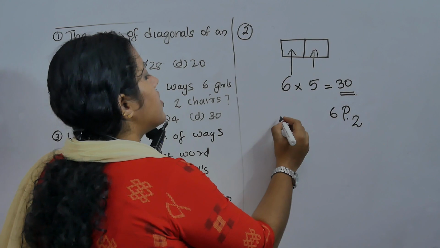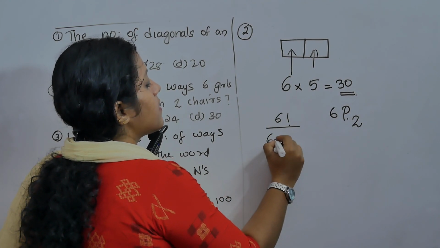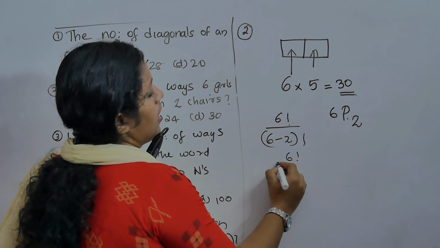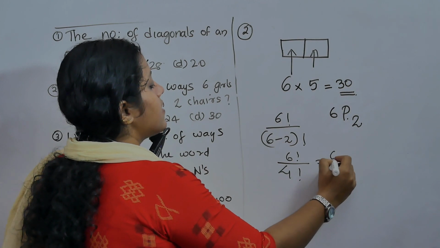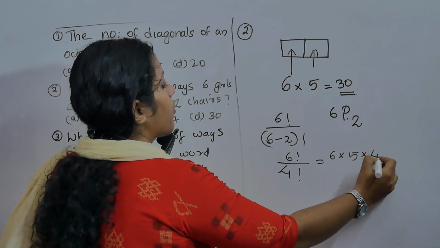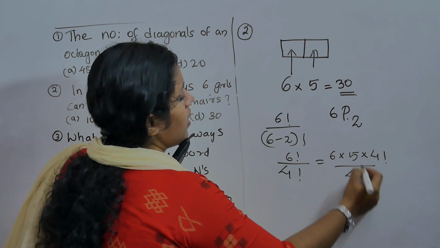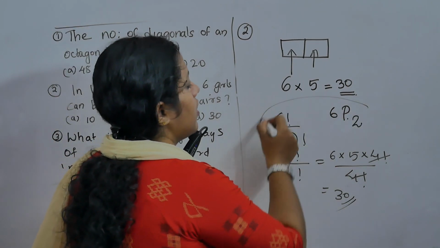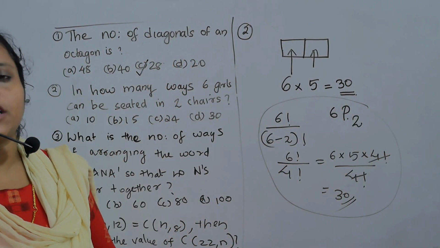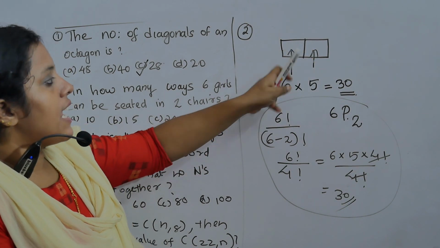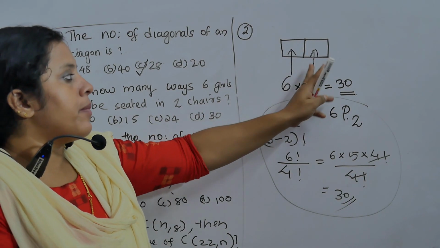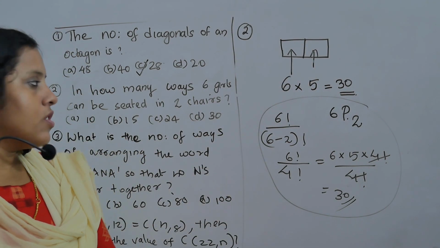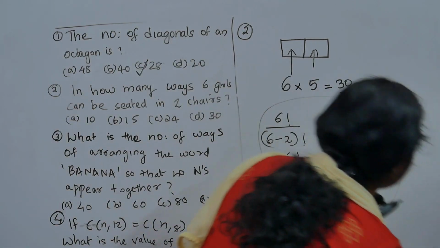So 6 factorial by 6 minus 2 factorial. That is 6 factorial by 4 factorial. That is 6 into 5 into 4 factorial by 4 factorial. So 30. So no need to go to this one, because these kind of questions are easy in this method. That means we have 2 chairs. Any of the 6 can be seated here, the remaining 5 can be seated here. So the answer is 30. Clear now? Okay. Now we'll see the third question.